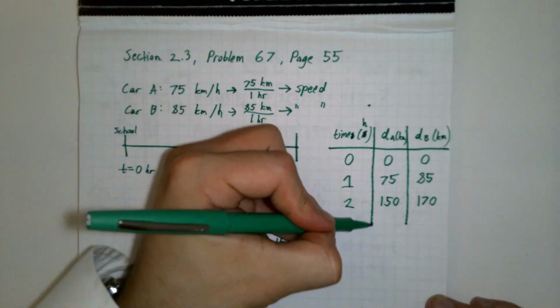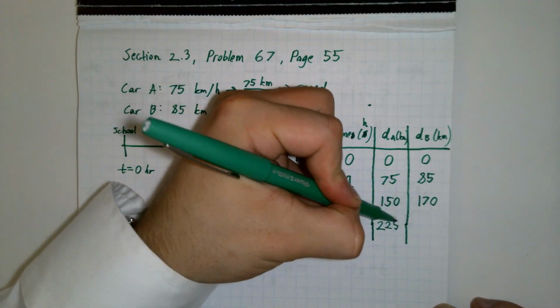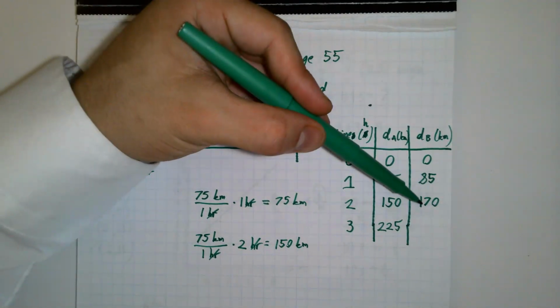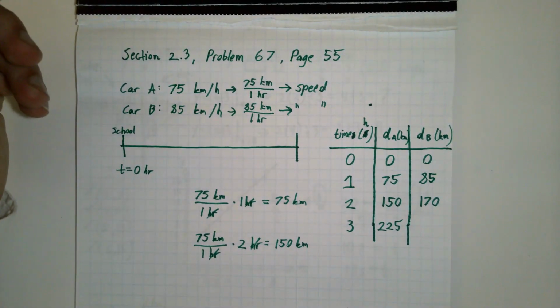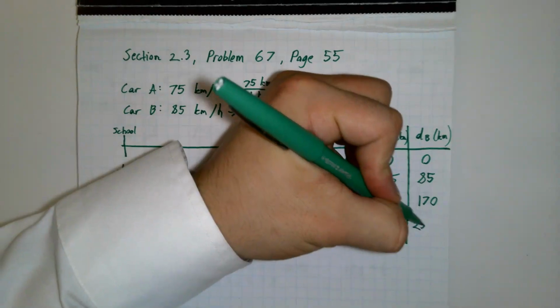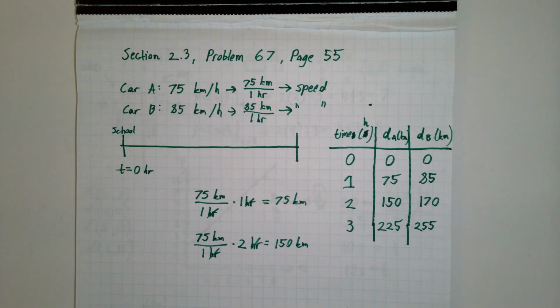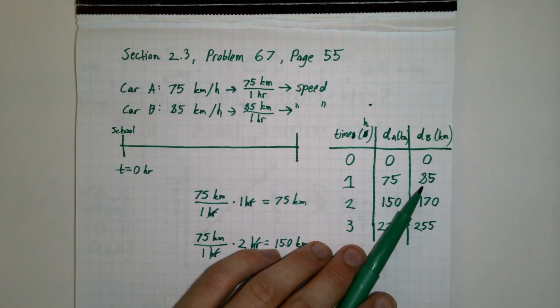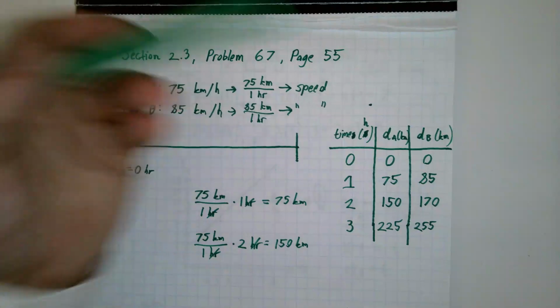Finally, we can add our third data point here, and we see that this would end up being 225 if we take 75 kilometers per hour times 3 hours. And then here we'd end up with 85 kilometers per hour times 3, which is 240 plus 15, so 255 kilometers, right? I think that's right. Let me do that math real quick. 85 times 3: 80 times 3 is 240, plus 3 times 5 is 15. So this should be 255. And that is correct.